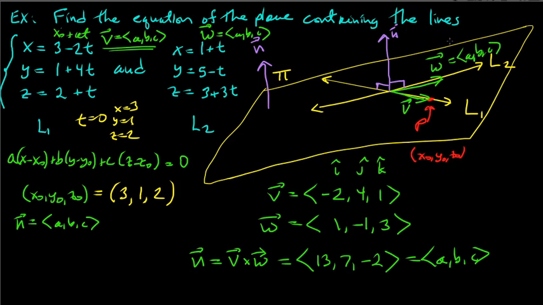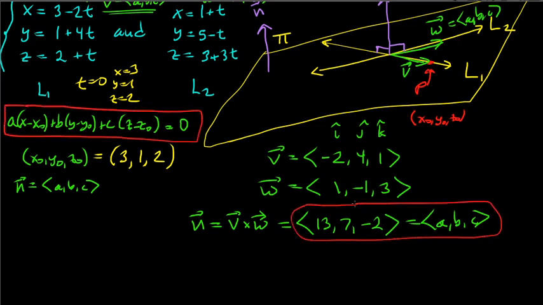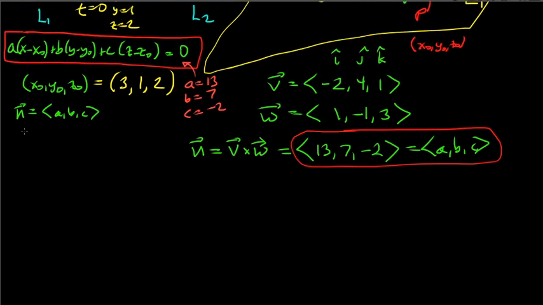So I hope that's not too bad here, but yes. The A, B, and C that we want for the equation of the plane, that's this thing here on the left, are these three numbers here. Okay, so maybe let's just write them down. A is 13, B is 7, C is negative 2. Plug these into this equation and we get the equation of the plane, right?